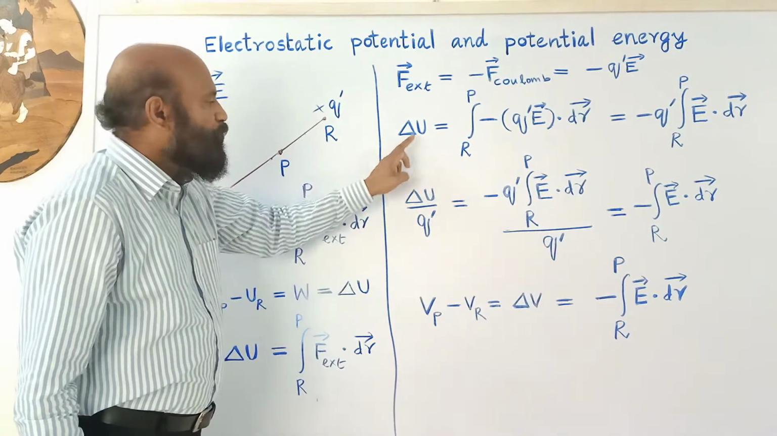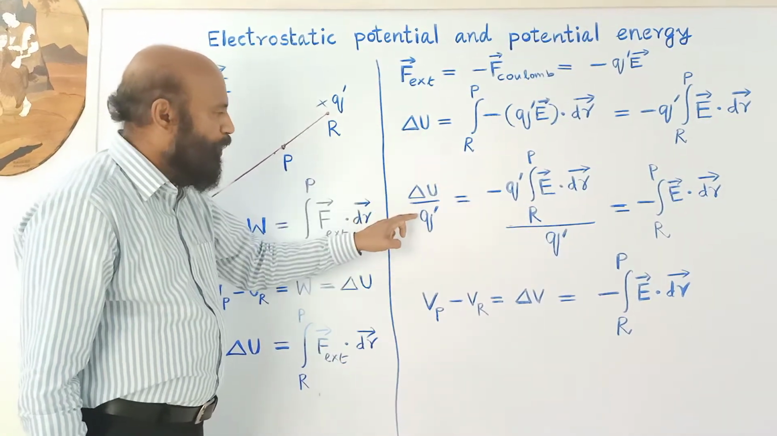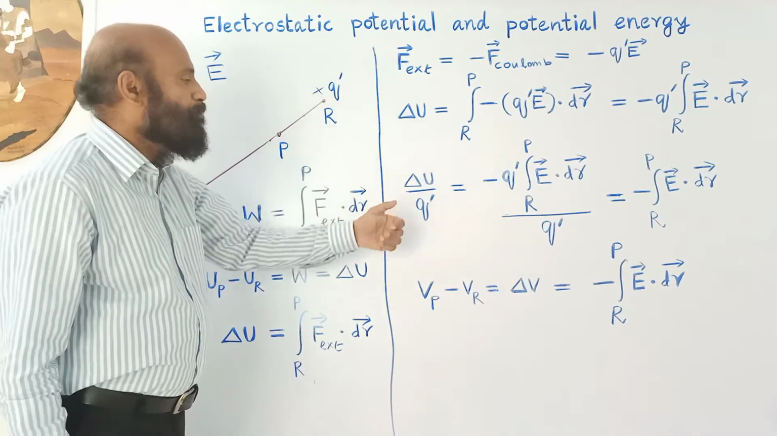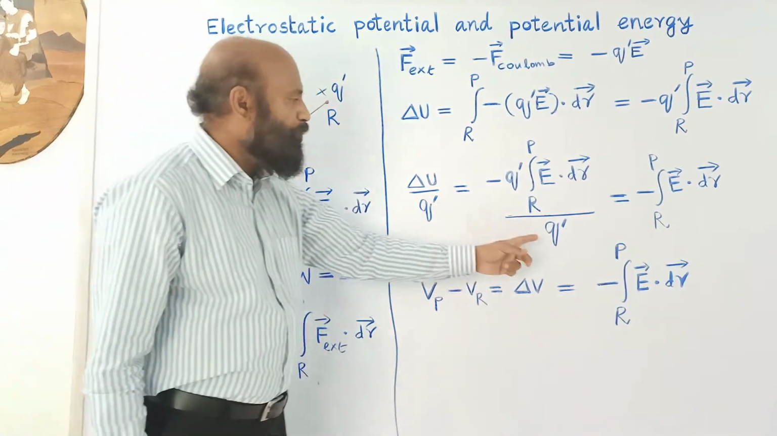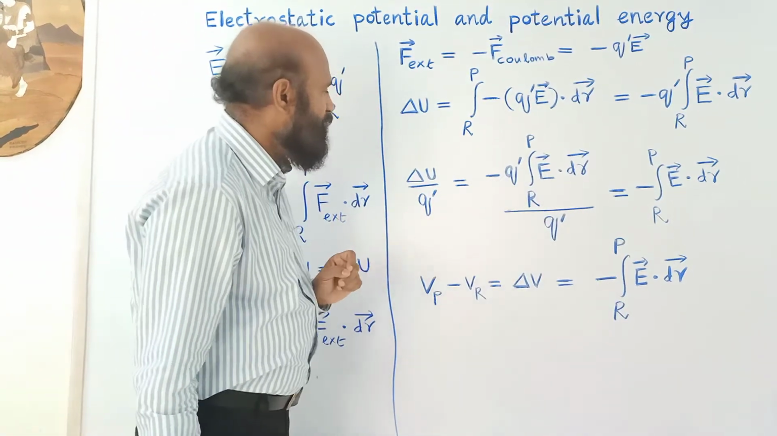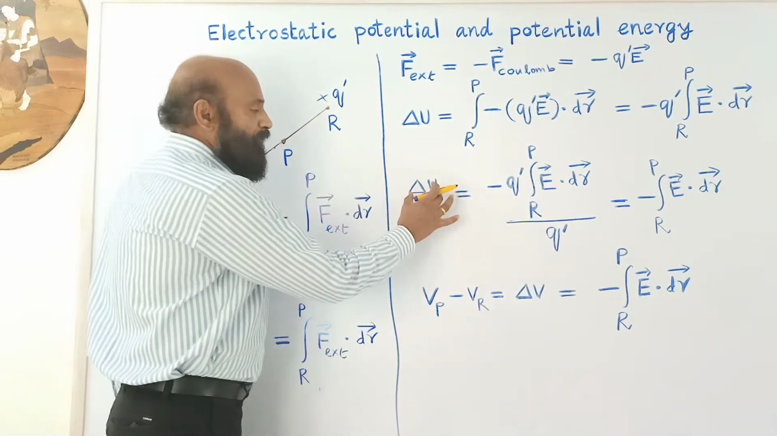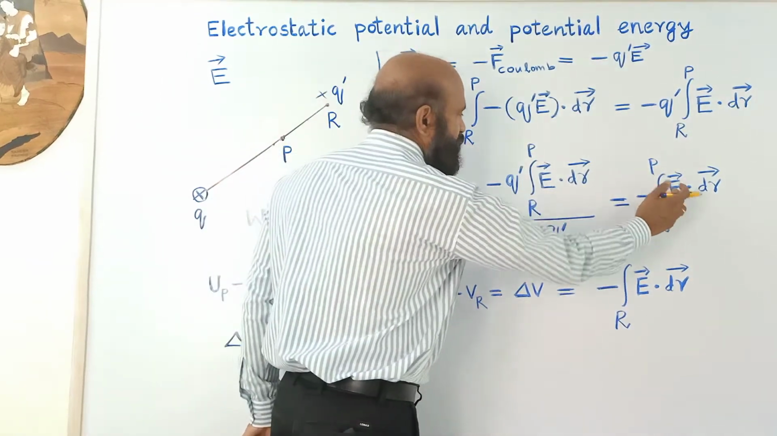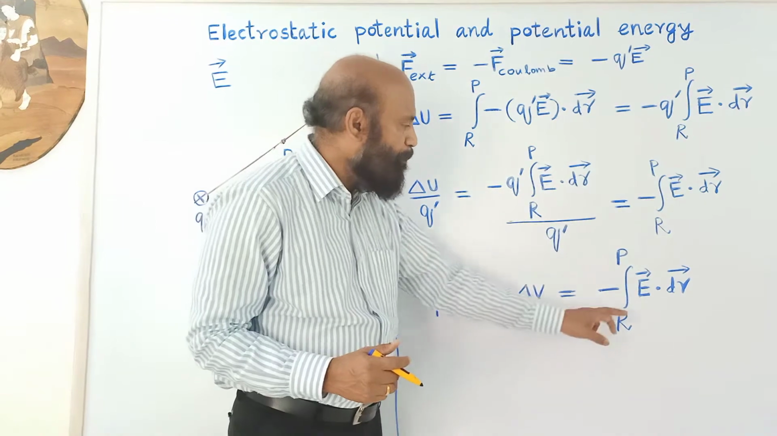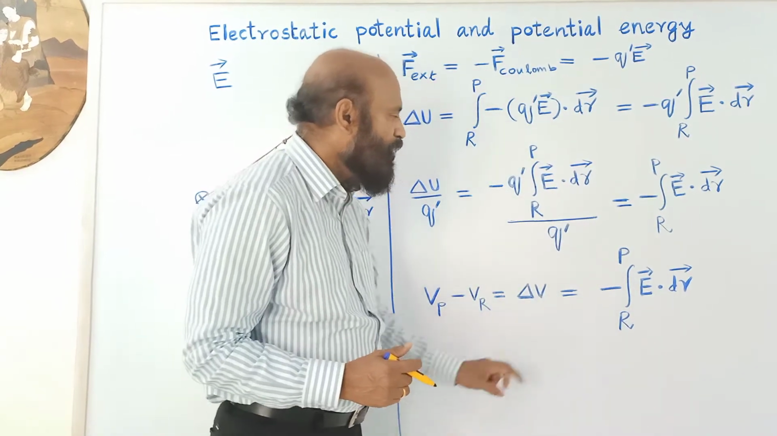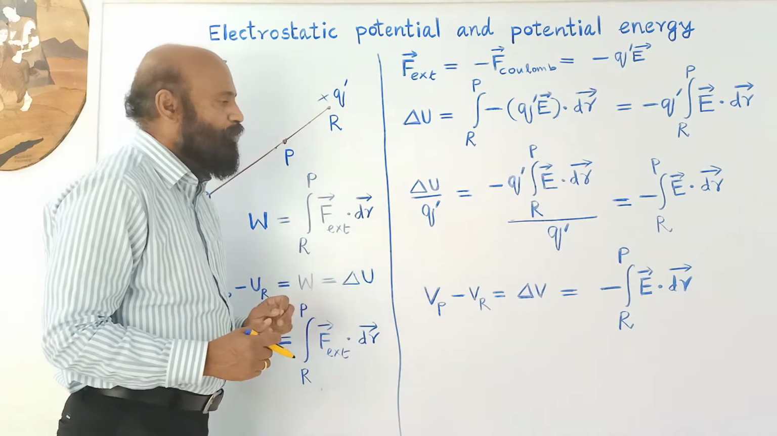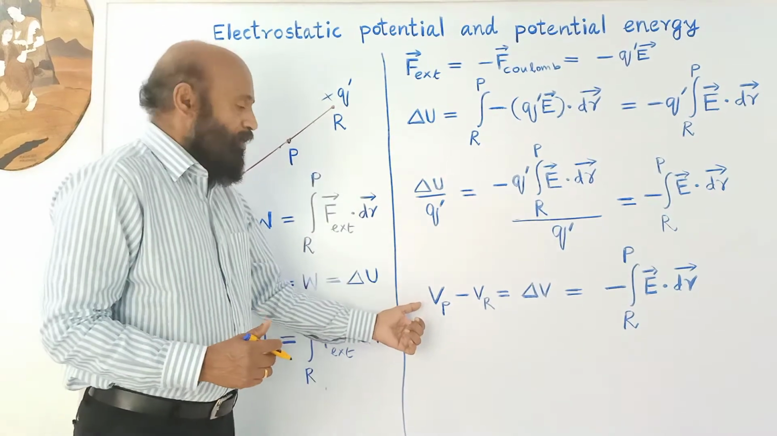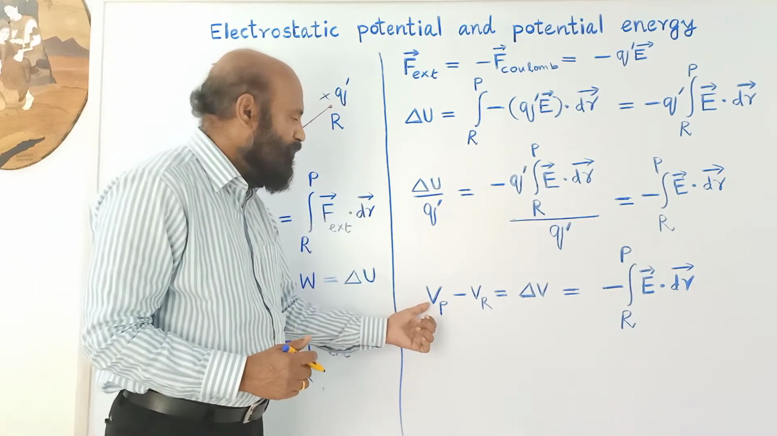Now, this expression you divide by Q dash. If you divide it by Q dash, you will get electrostatic potential energy per unit charge. So Q dash will get cancelled. So you are now getting electrostatic potential energy per unit charge. So this last expression is independent of Q dash. So here there is no Q dash. So it is the work done for unit charge from this point to this point. So that is called electrostatic potential difference.